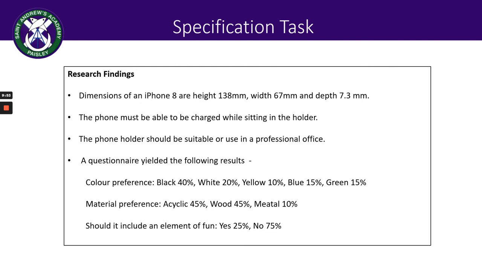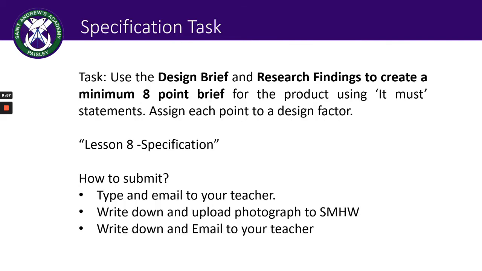So the brief that we talked through there and the research are on the PDF uploaded onto Satchel 1. So you must use those two bits of information to write your specification. It should have a minimum of 8 points, and you must use the "it must" statements. And do your best to assign each of the points to a relevant design factor.